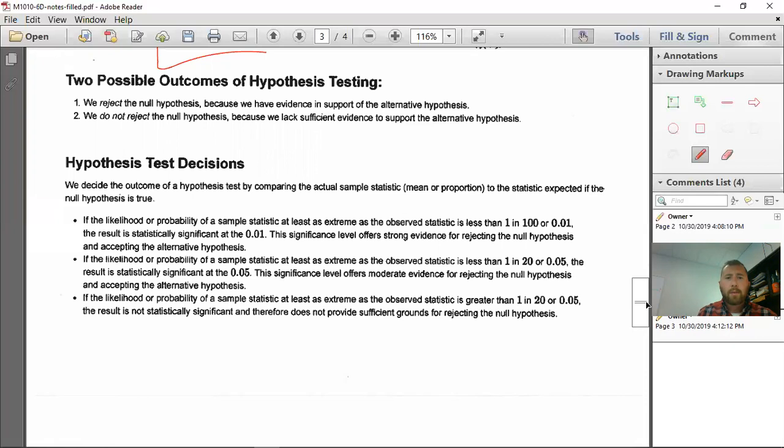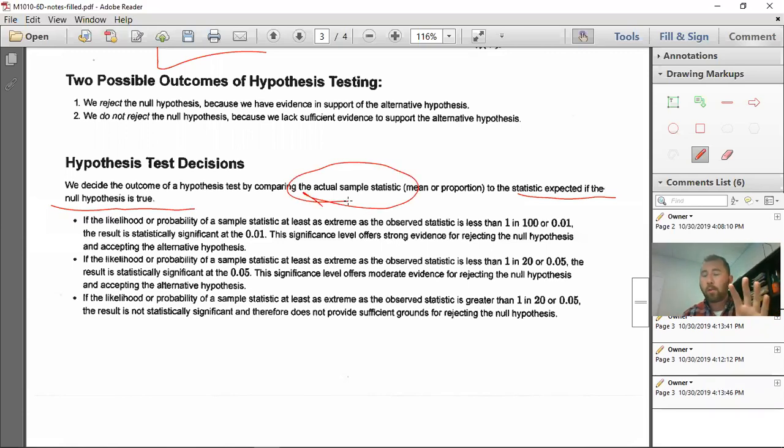Let's talk about the test decisions and how you end up at either outcome using, again, not feelings, but numbers. This is how statisticians make these calls. We decide the outcome of a hypothesis test by comparing the actual sample statistic to the statistic expected if the null hypothesis is true. Actually, I think I got that backwards. The statistic expected if the null hypothesis is true would be that the mean dog age is 15 years. And then the actual sample statistic, that's what that consumer group would go figure out.